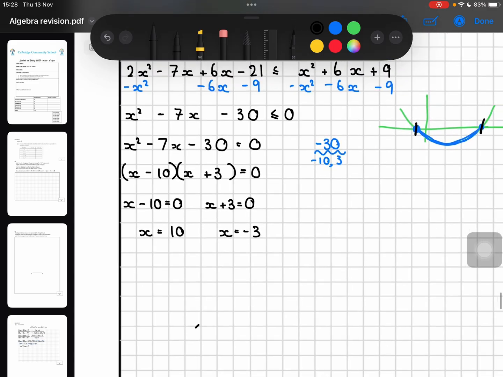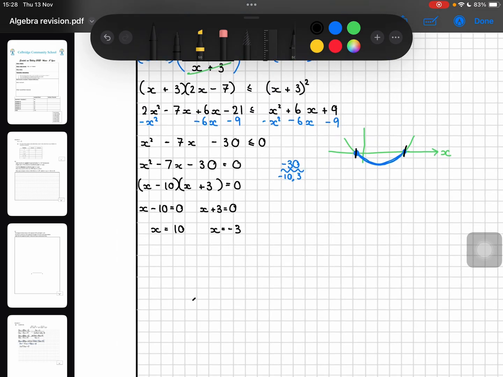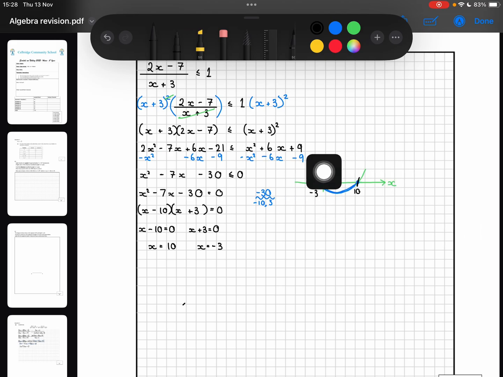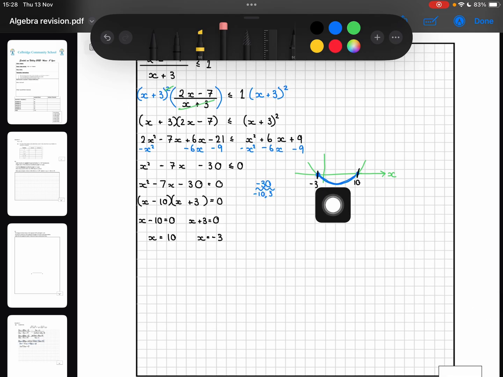So those are my roots. On my sketch up here, I have minus 3 and 10 as my roots. I didn't have to do that sketch so early on; I could wait and do it now. It's up to you, but you do want to do that sketch so that you can visualize: is x between the two roots or outside the two roots? Was it a happy face quadratic or a sad face quadratic? Now I know that it's meant to be between those two roots.